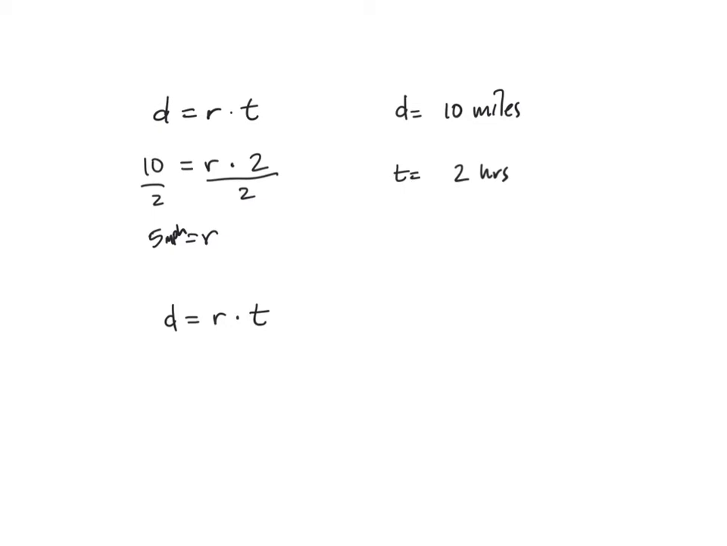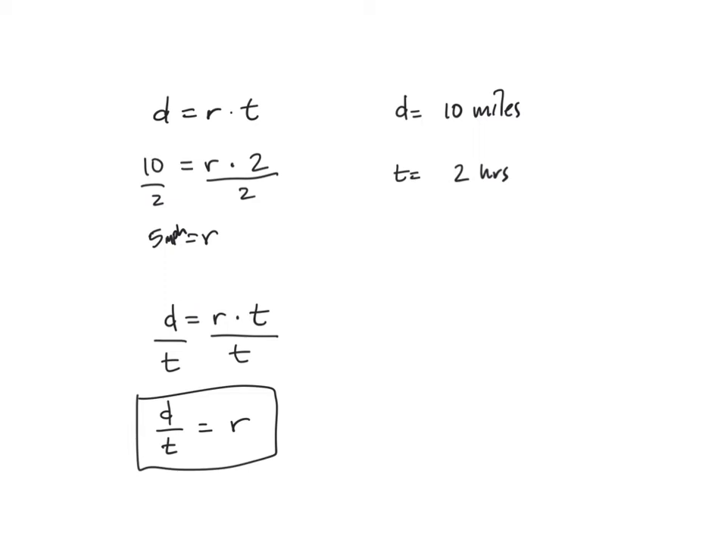To get r by itself, I would undo what's happening to it. It's being multiplied by t, so I'll divide everything by t. And now I have d over t, that's not a t, d over t is equal to r. And that is distance equals rate times time, solved for r.